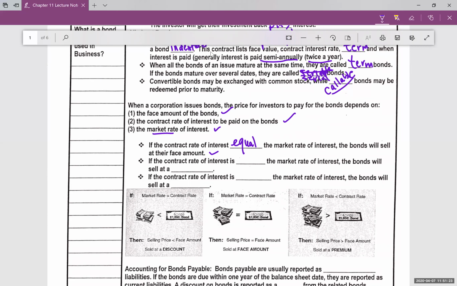If the contract rate of interest is less than the market rate of interest, the bonds will sell at a discount. Kind of like bonds are on sale. We're selling it at a discount. If the contract rate of interest is greater or more than the market rate of interest, the bonds are said to be sold at a premium.